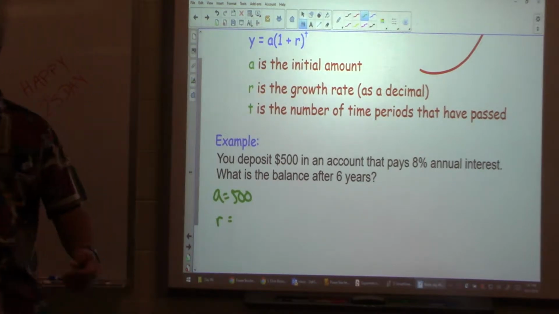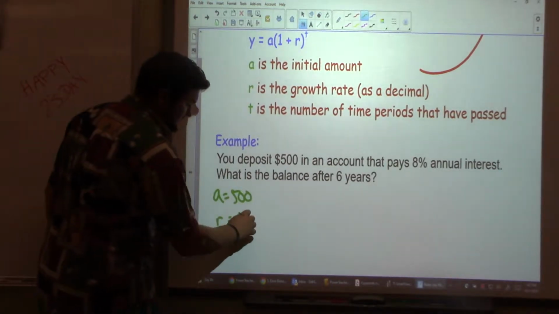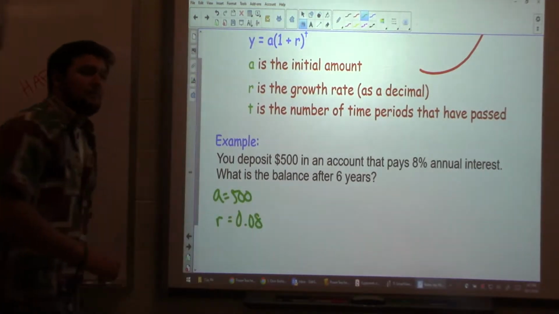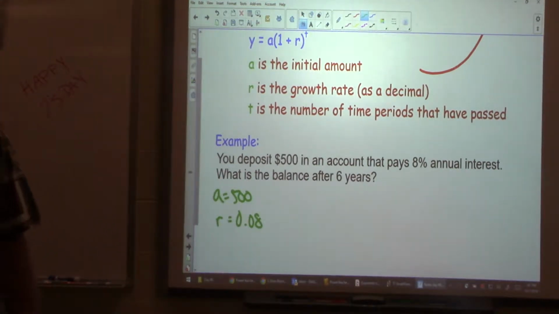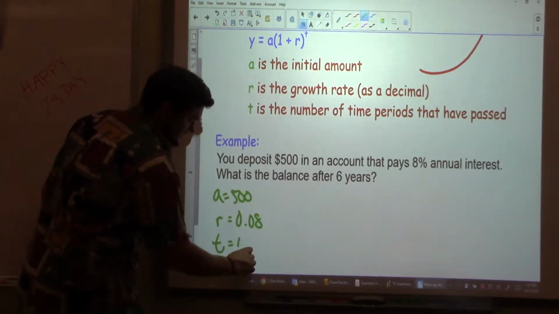Let's go. My rate. 8%. Our rate, Cole, is what? 0.08. Do not put 0.8. That'd be really bad because that means 80%. 8 and 80 are totally different things. And then my time period. 6 years. We're lasting 6 years.